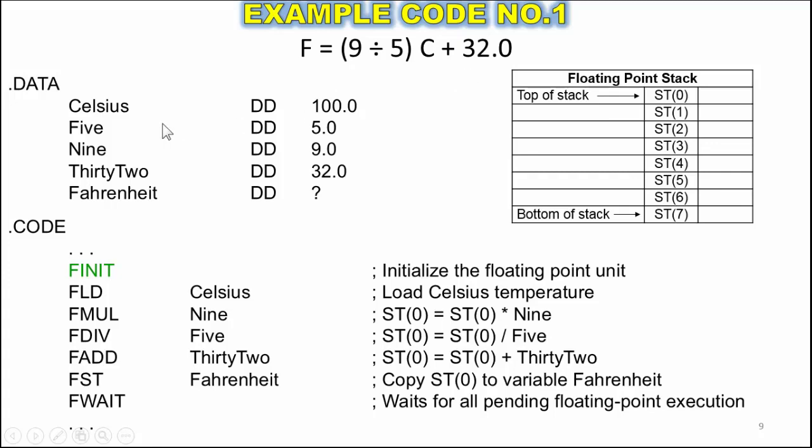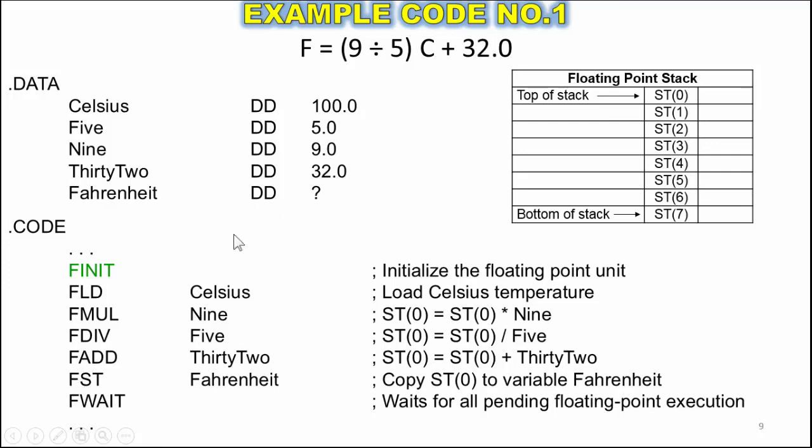In the data segment, I declared some memory variables, such as the variable Celsius, assigned a double word data type and initialized to 100. The variable 5, assigned a double word data type and initialized to 5. The variable 9, assigned a double word data type and initialized to 9. The variable 32, assigned a double word data type and initialized to 32. Finally, the variable Fahrenheit, assigned a double word data type, and it is uninitialized.